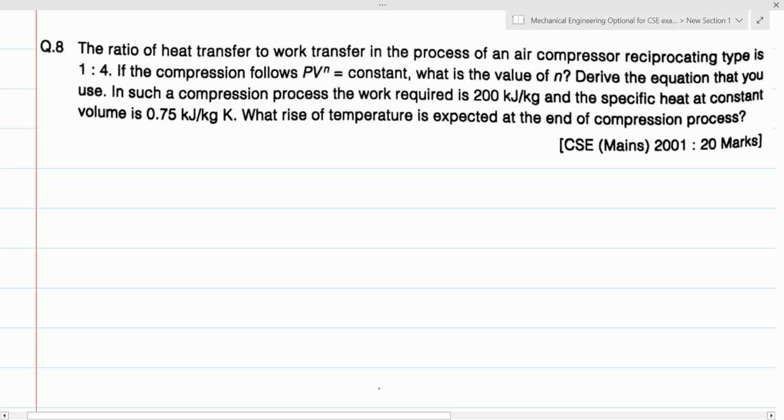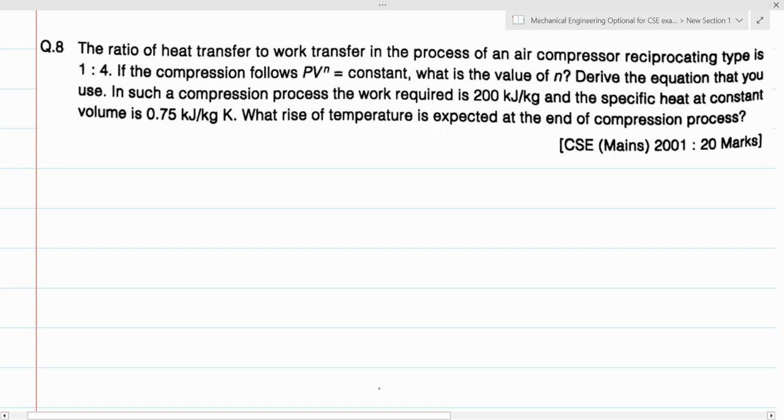The ratio of heat transfer to work transfer in the process of an air compressor that is of reciprocating type is 1 is to 4. If the compression follows PV to the power n is equals to constant, what is the value of n? Derive the equation that you use.